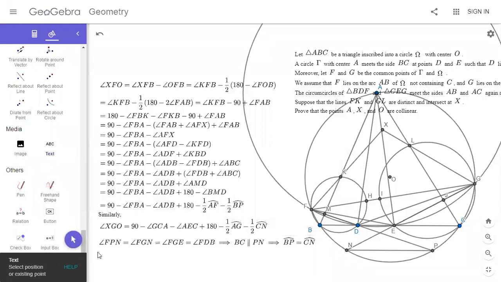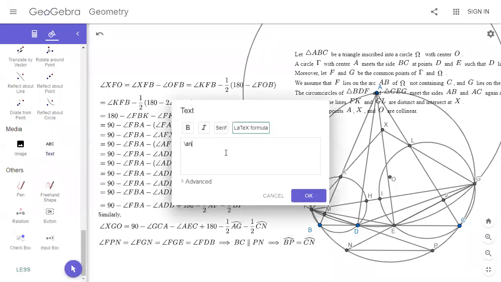So we have angle XFO is equal to angle XGO. And so from there, and yeah, FO equals GO. So XFOG is a kite.